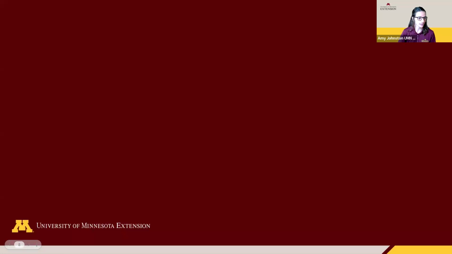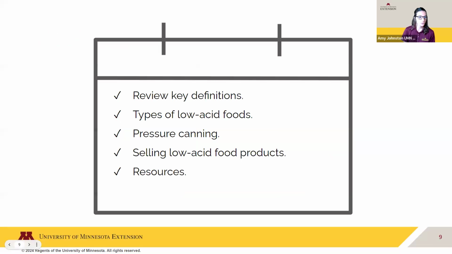So let's dive in. We have a full agenda today. So again, I'll be taking questions at the end. Today we'll start by reviewing key definitions and identifying types of low acid foods. Next, we'll dig into pressure canning and we have a video example. And when we are reviewing the pressure canning, I'll explain why the pressure is critical to making safe canned low acid foods. And then we'll discuss recipe resources, and then we'll move into a high-level overview of how to sell low-acid food products in Minnesota.